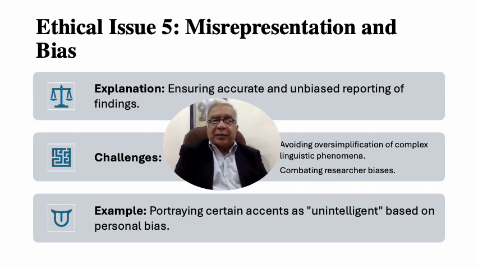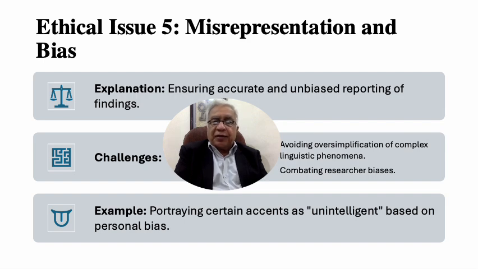And then comes misrepresentation and bias. This is ensuring accurate and unbiased reporting of findings. When we write our thesis, when we write our report, we need to be totally unbiased and objective. Otherwise, it could be biased as well, and a biased representation is definitely an issue. One can avoid this by avoiding oversimplification of complex linguistic phenomena and by combating researcher biases as well.